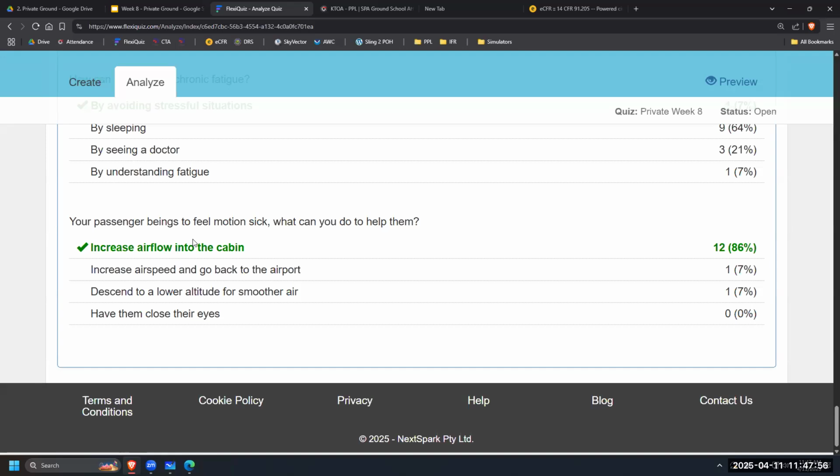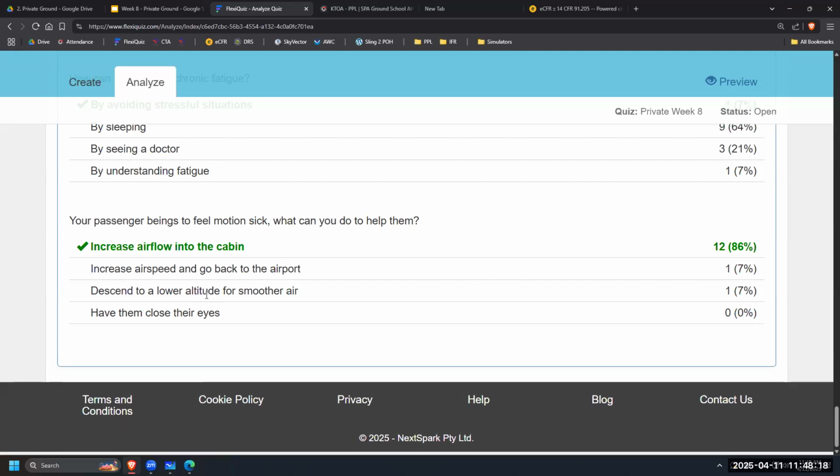Have them close their eyes. That's probably also not right. You probably want them to look outside to the horizon. If you were doing something stupid like steep turns and stalls as a private pilot to show off, that's already a bad idea in the first place. But you probably want to stop that. Add some air to the plane, right? And that's pretty much it. Yeah, looks pretty good. Let's see what I know.